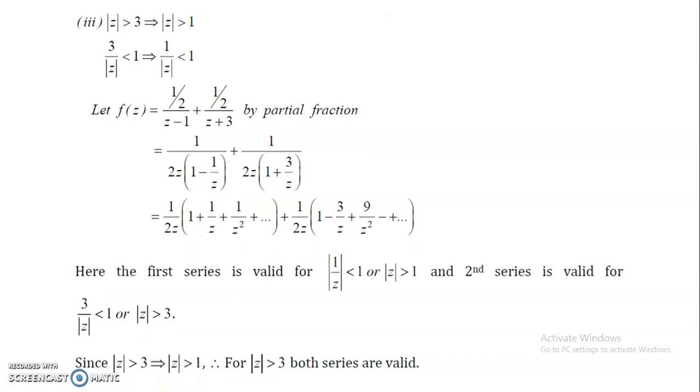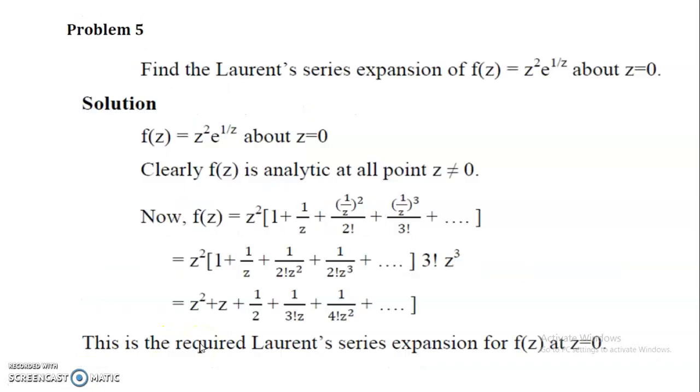And in the third one, mod z greater than 3, in both terms you can take z outside and expand, in terms of the Laurent series form, and both series are valid. Because the first term is 1 over mod z, it means mod z is greater than 1, and the term 3 by mod z means mod z is greater than 3. So for mod z greater than 3, both series are valid.